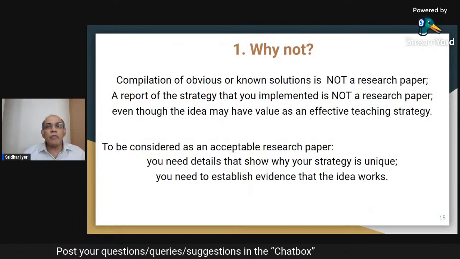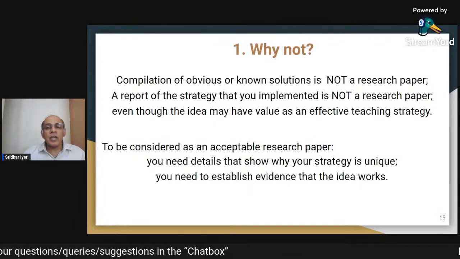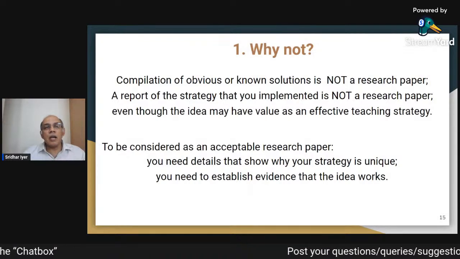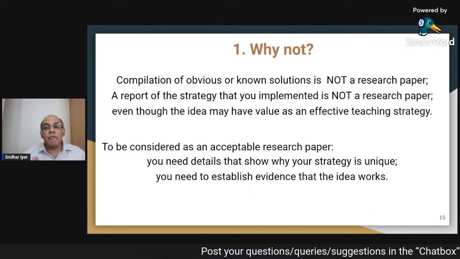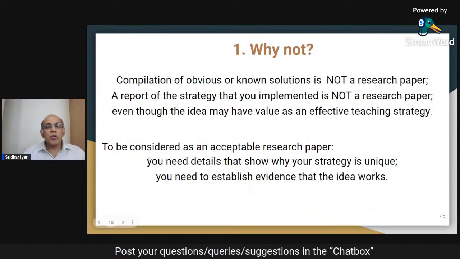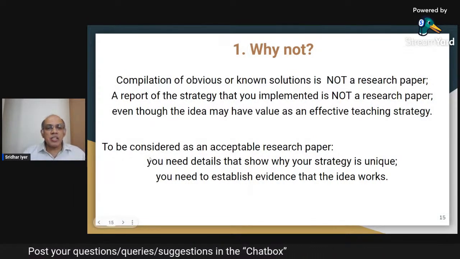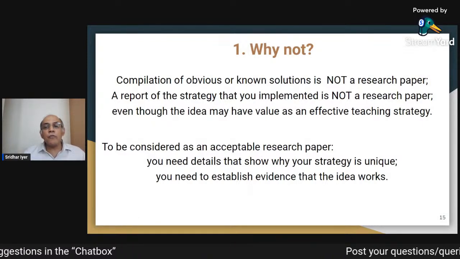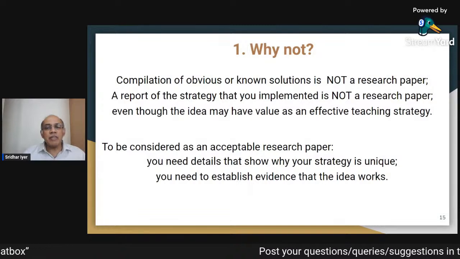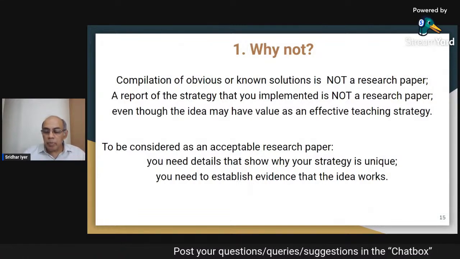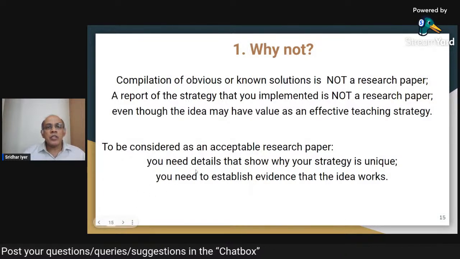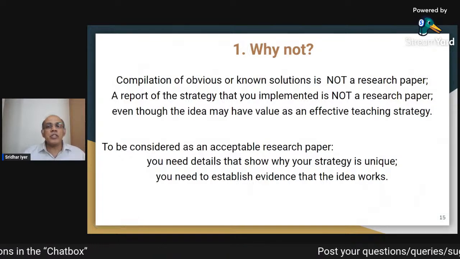So we have to distinguish between what is research in education and what is a teaching strategy, coming up with a new teaching strategy. So to be considered as an acceptable research paper, you need to show details that prove that your strategy works, as well as that it is something unique, something which people have not worked on before. So that was the first example. Compilation of obvious solutions is not a paper.